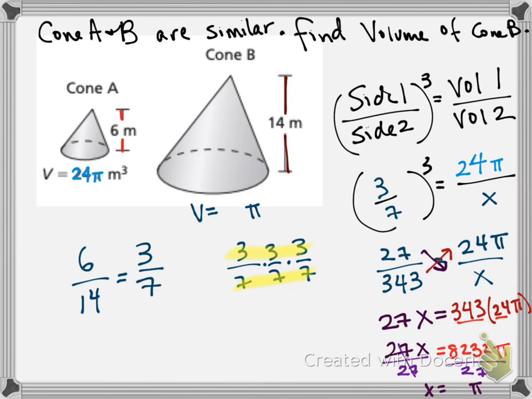So you are going to get a decimal. Again, we divided these two numbers, 8,232 divided by 27. You get 304 point, we'll say 89, and then pi.